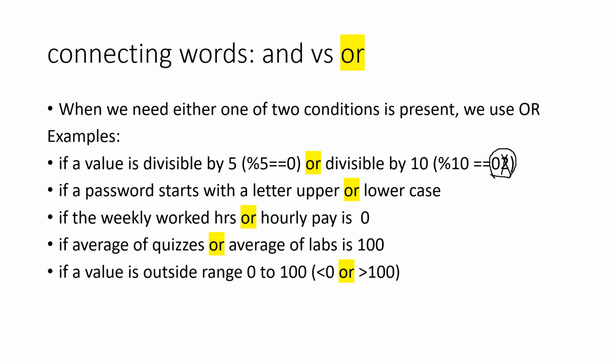Next example, if the average of the quizzes or the average of the labs. So now I don't need the students to have 100 for both the quizzes and the labs. Just having 100 in either one, it will exempt the student from attending an extra credit course or hour, or give an extra credit exercise or something like that.